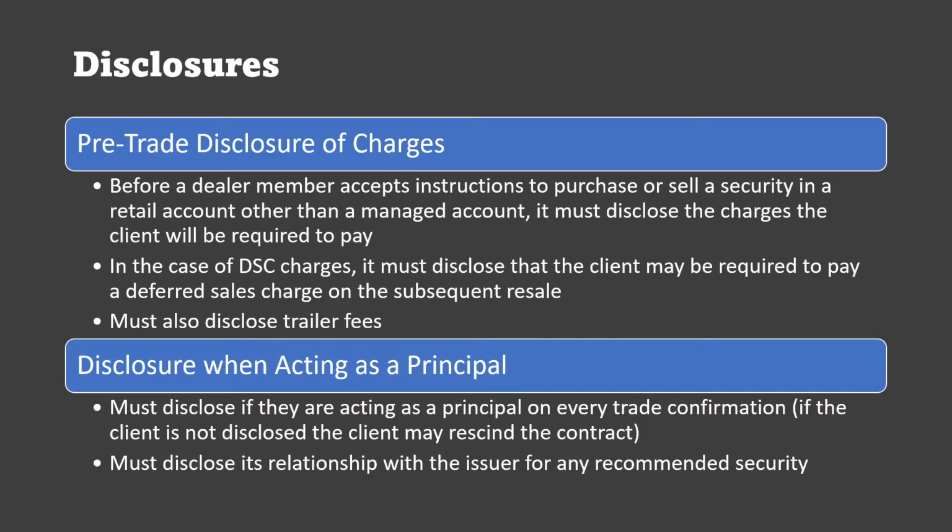Disclosure when acting as a principal. So you must disclose if they are acting as a principal on every trade confirmation. If the client is not told, the client may rescind the contract. And the dealer must disclose its relationship with the issuer for any recommended security.